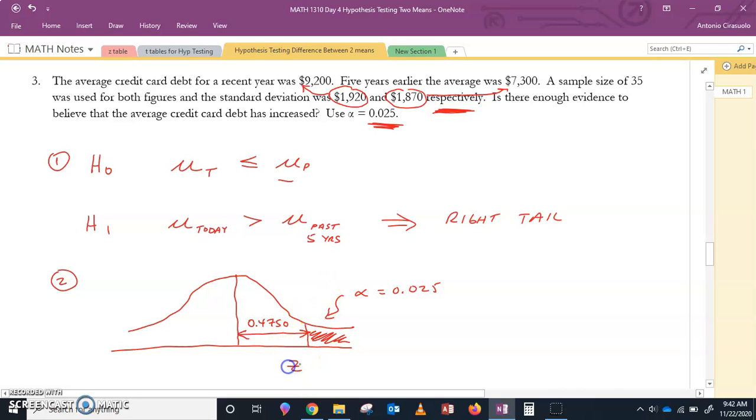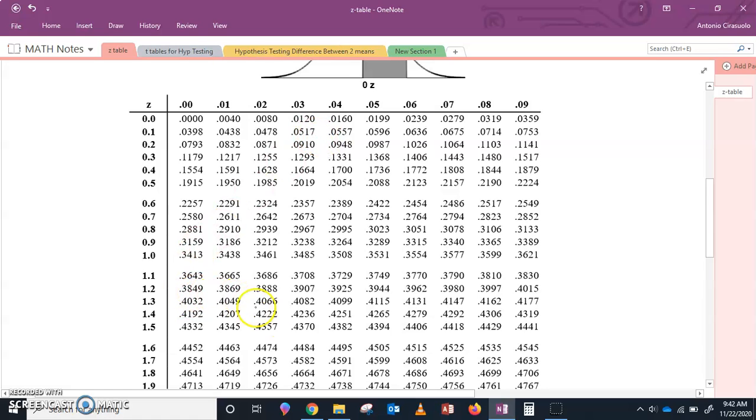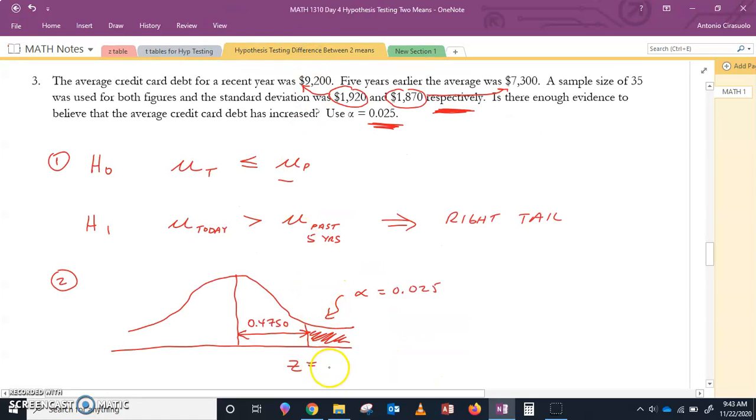And as before, when you go to a Z table, we should expect this value to be 1.96, but let's just double check that. So 0.475 is down below here. Okay, and that would make the value 1.96 as stated. So in this case, that's 1.96.